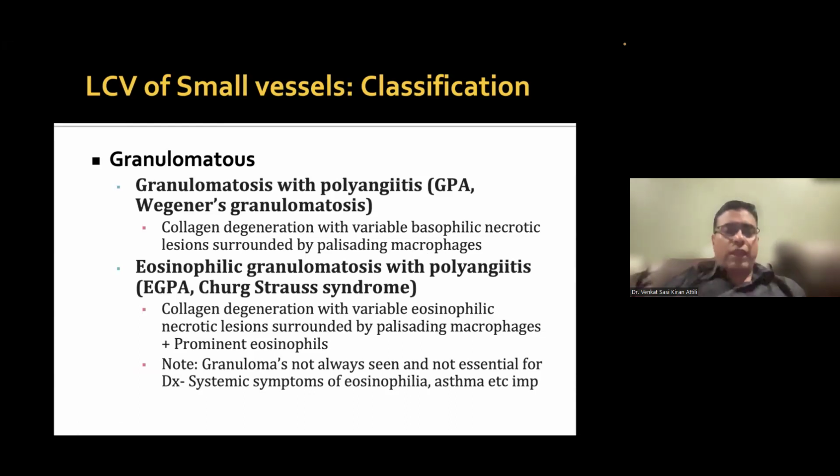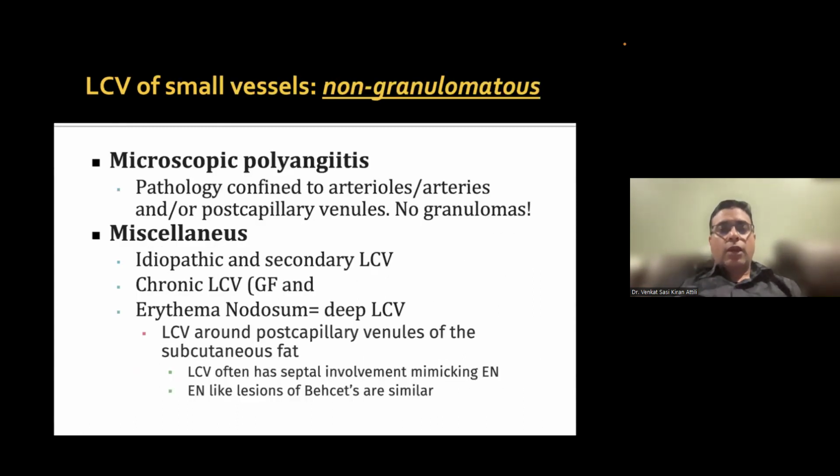And then you have the eosinophilic variant of the same thing. So histologically, if you imagine the same thing with eosinophils, then that is Churg-Strauss syndrome. Both of them don't differ much, apart from the fact that in Churg-Strauss, granulomas may not always be seen. And then you have systemic symptoms like asthma and eosinophilia in Churg-Strauss syndrome. All right. Now, LCV of small vessels without granulomas, you have microscopic polyangiitis. And then you have the classical leukocytoclastic vasculitis, idiopathic and secondary, and then the chronic forms of leukocytoclastic vasculitis.